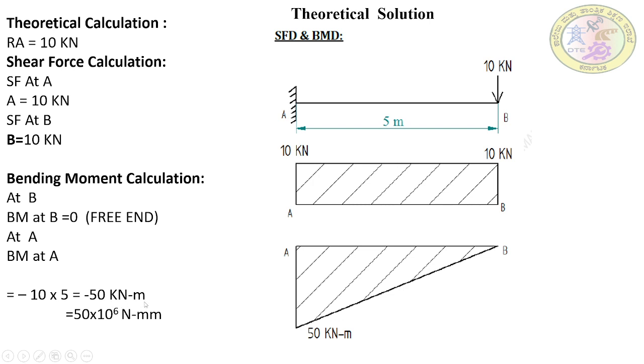Our unit we always take in Newton millimeter, so convert this unit into Newton millimeter. Kilonewton to Newton we have to add 10 raised 3. For meter to millimeter, again we have to add 10 raised 3. The total will be 10 raised 3 plus 10 raised 3, 10 raised 6. So 50 into 10 raised 6 Newton millimeter is our maximum bending moment, which is at A.